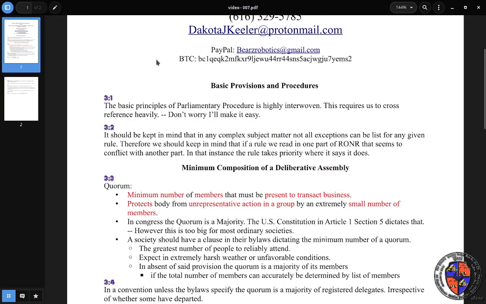It should be kept in mind that in any complex subject matter, not all exceptions can be listed for any given rule. So we have the general rule over here. This guides us in most actions, but we have the exception over here. And if we listed all exceptions to the general rule, not only would Robert's Rules like quadruple in size, it would become so unmanageable and so unreadable. So we need to keep that in mind. If you have a rule that seems to contradict the general principle, where that rule says it takes priority, it takes priority. Next, we're going to talk about the minimum composition of a deliberative assembly.